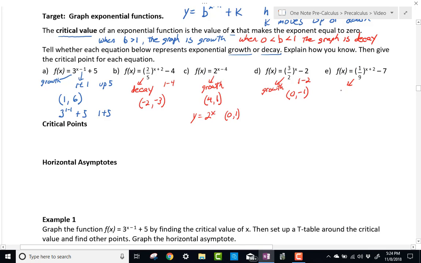Next one, this is definitely decay. 1/9 is a very small number. So this is decay. My value for x is going to be -2. If I plug in -2, I get 1/9 to the 0 power, which is 1, and 1 take away 7 is -6. All right?